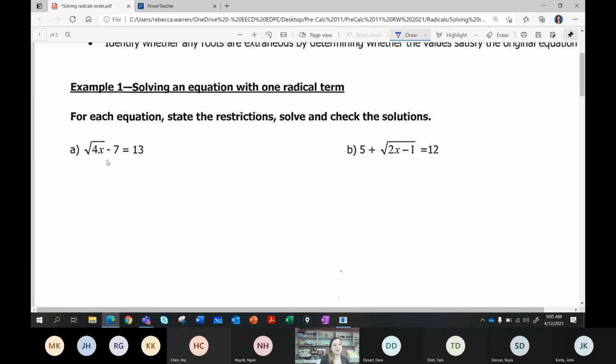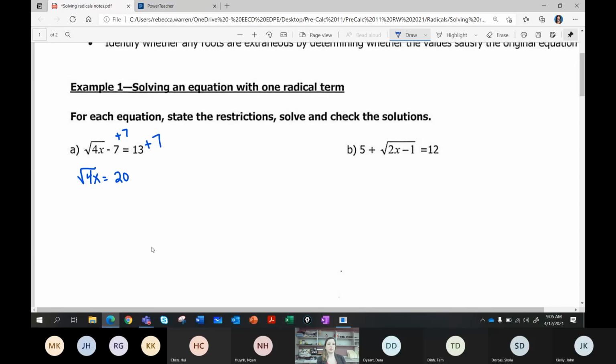So this -7, it's not under the radical sign. Someone didn't forget to extend their thing. It's legit separate from it. This means radical 4x minus 7. So the first thing I want to do is isolate that. So I'm going to add 7. Okay, so then I get radical 4x is equal to 20. Okay, and don't continue from here.